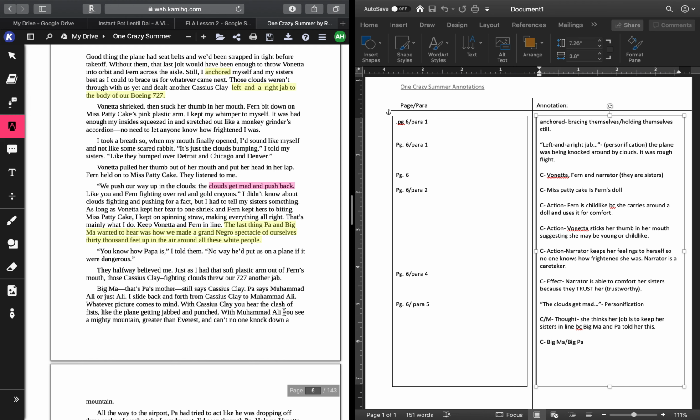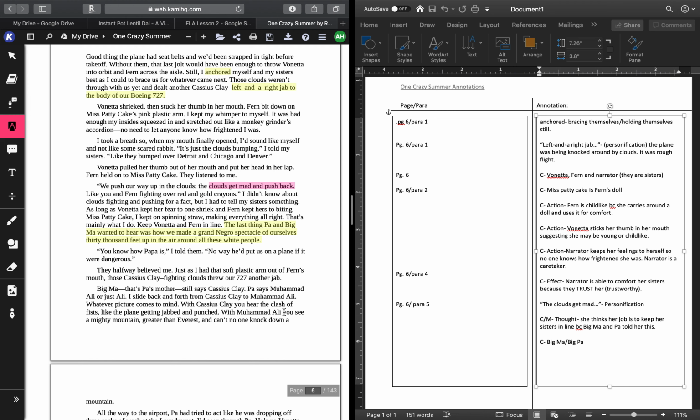You know how Papa is, I told him. No way he'd put us on a plane if it were dangerous. They halfway believed me. Just as I had the soft plastic arm out of Fern's mouth, those Cassius Clay fighting clouds threw our 727 another jab.